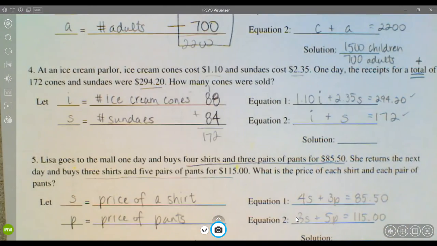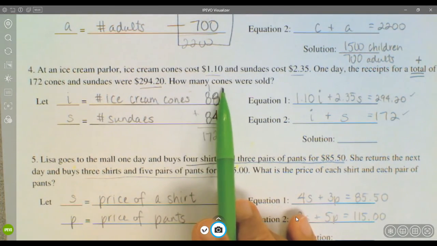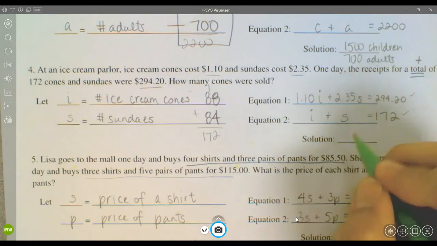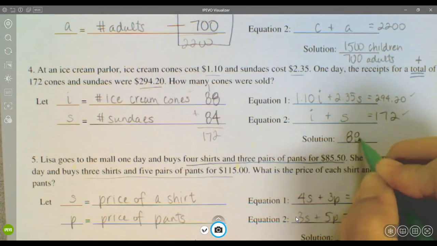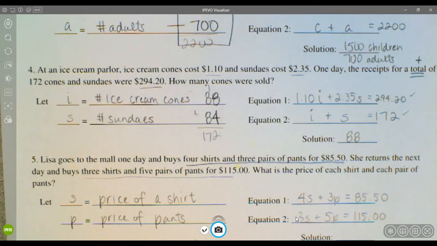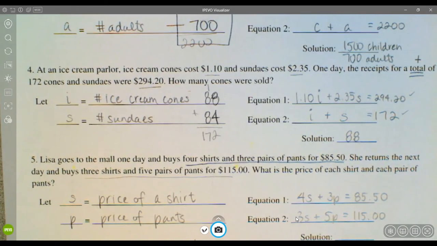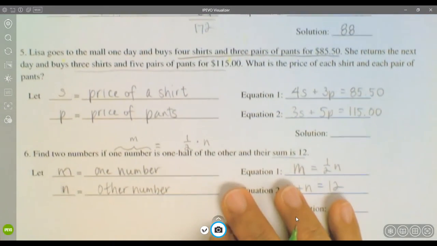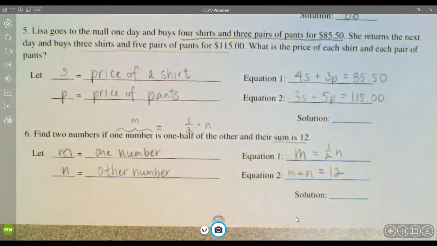So now I've done all this work. Did I answer the question? How many cones were sold? 88 cones were sold. All right. Now let's look at number 5.